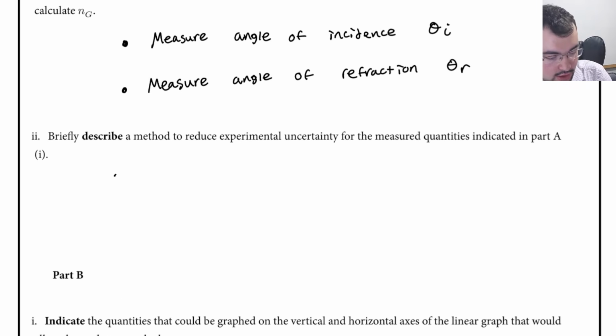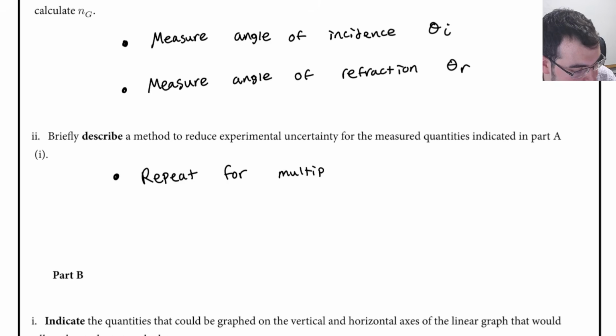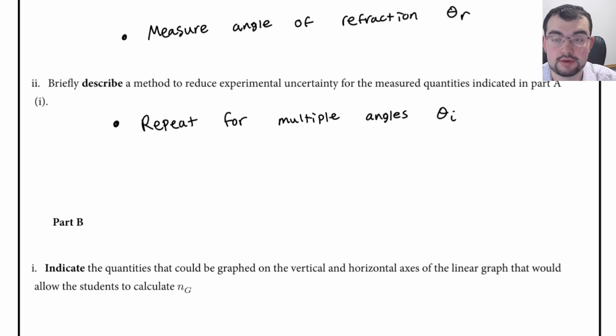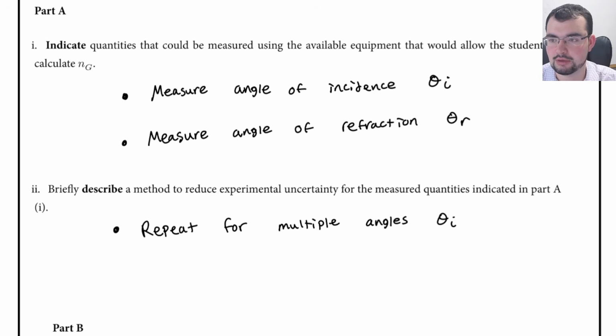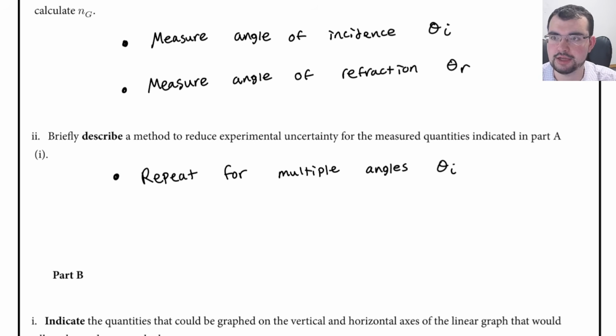How can we reduce uncertainty? Oh, I don't know. Do multiple trials. This is the same for any lab question, right? We can just say repeat for multiple angles theta I. Do multiple trials. You could do other more niche things like zero the force sensor, but please just do multiple trials. That's all we're looking for. These aren't physics points, these are science points.